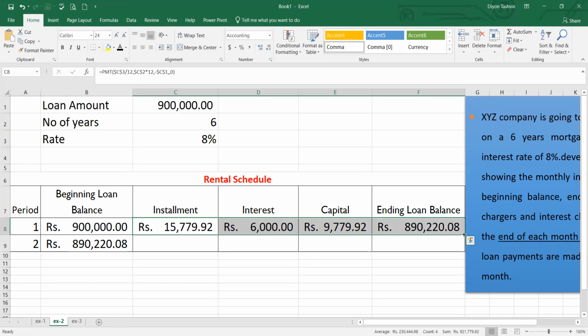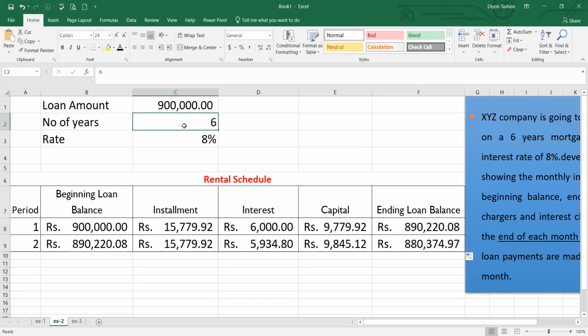When I get this plus sign, it indicates the auto-filling option is activated. So you can drag it up to the second cell. Now in this question, there are 6 years. 6 years means we should have 72 monthly periods. Therefore, now I'm going to use the auto-filling option to make the periods up to 72.